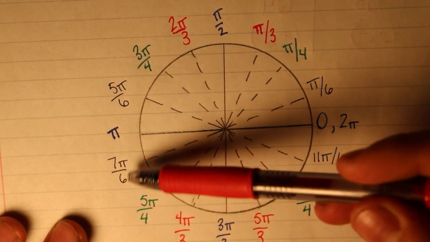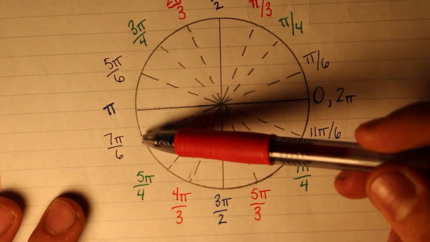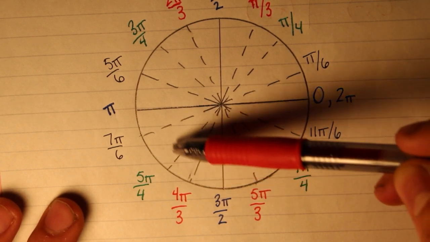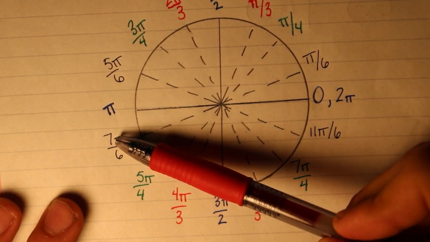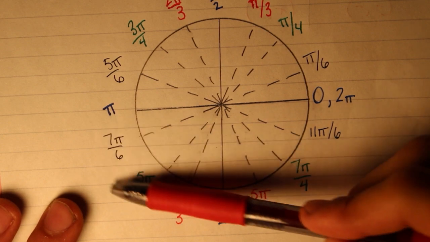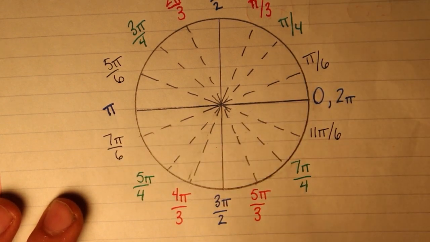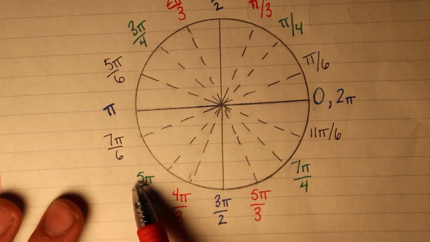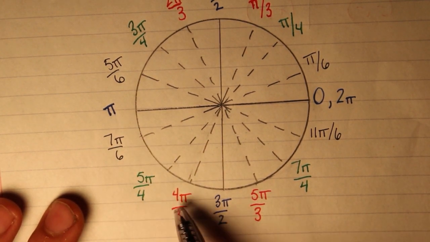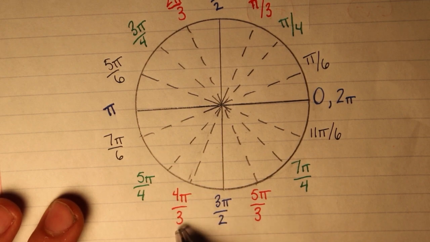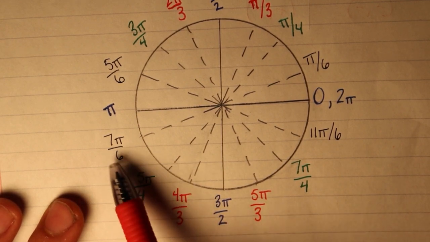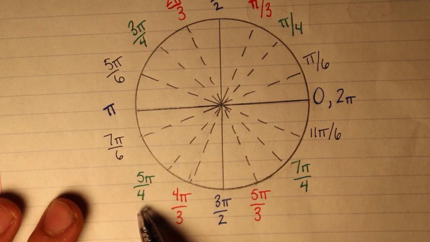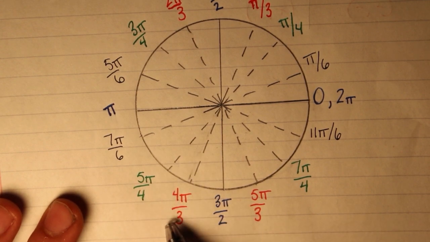All right? Here, in this third quadrant, maybe some of you can already pick it out, but our coefficient is 1 value greater than our denominator. So we have 7 pi over 6, 5 pi over 4, and 4 pi over 3, right? 7 is 1 greater than 6, 5 is 1 greater than 4, and 4 is 1 greater than 3.